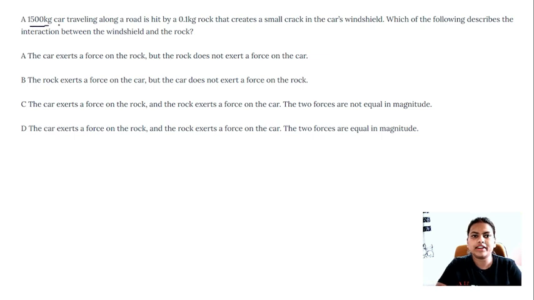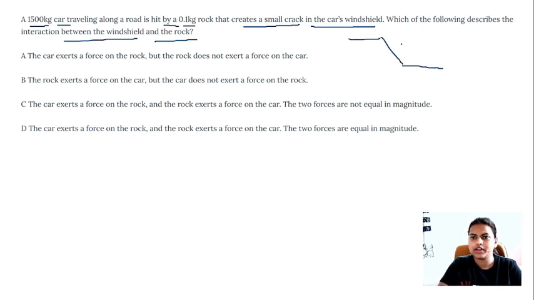A 1500 kg car traveling along the road is hit by a 0.1 kg rock that creates a small crack in the car windshield. Which of the following describes the interaction between the windshield and the rock? Okay, so this is your car, let's say, and this is the windshield. A stone of mass 0.1 kg hits the windshield. The car exerts a force on the rock, but the rock does not exert a force on the car. So it is not true.